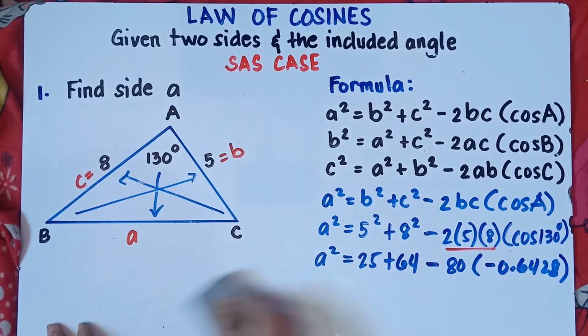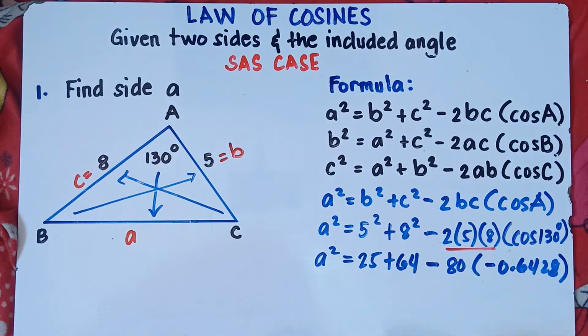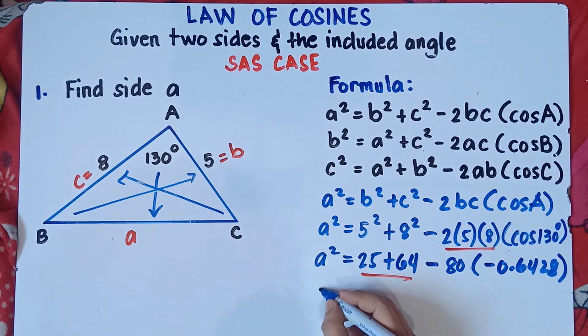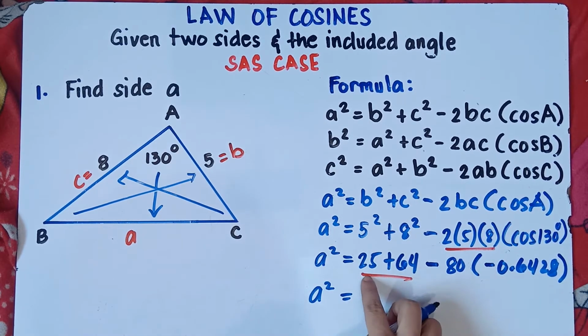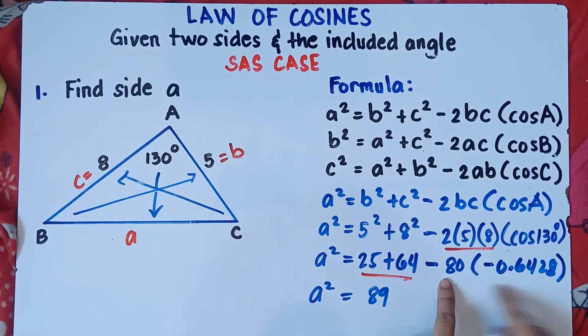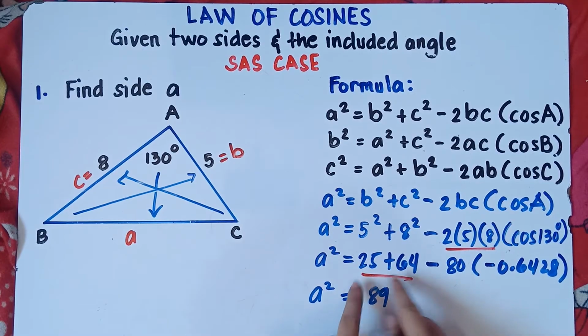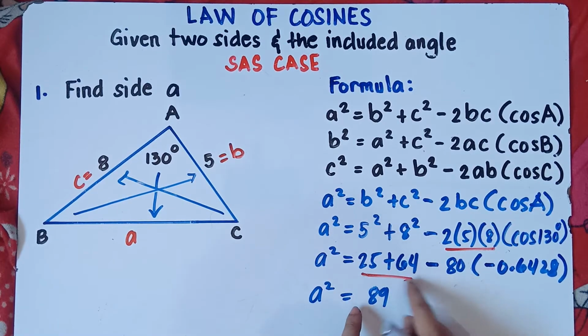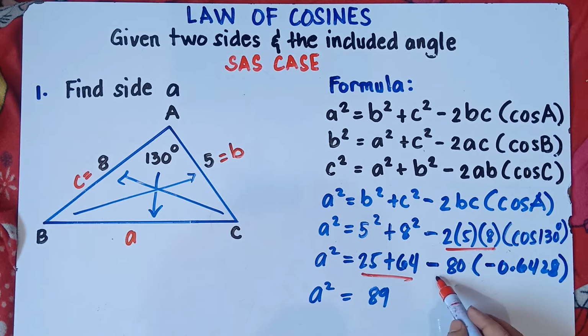Next step, you combine this one, you add. Do not combine this one with 80 because it's multiplication. We just simply add 25 plus 64, that's 89. Once again, you cannot combine 80 with these numbers because 80 has multiplication, and multiplication comes first. But since we can combine these terms, 25 plus 64, that's 89. Then we need to multiply this one, class.